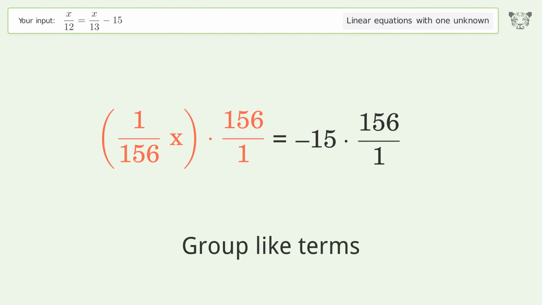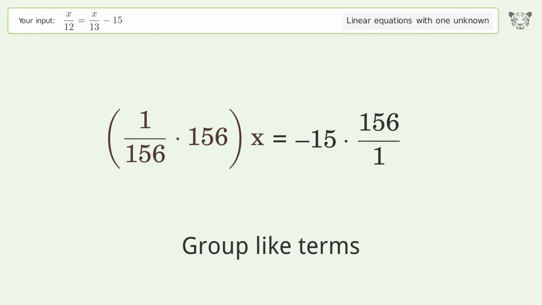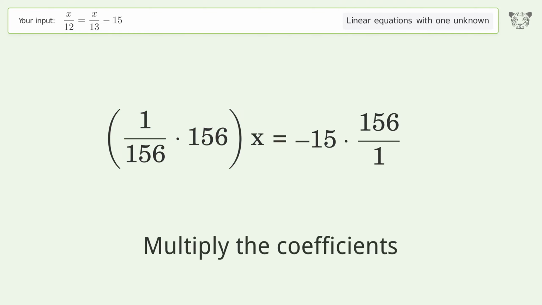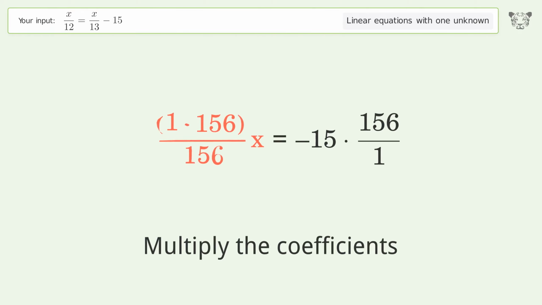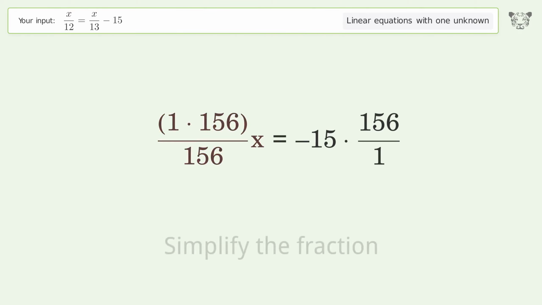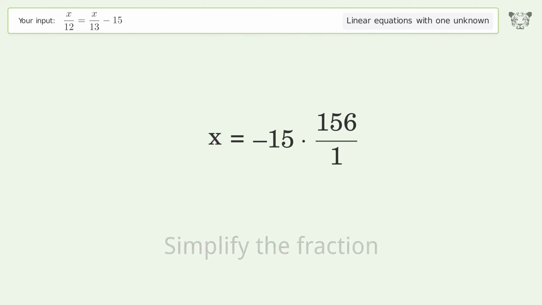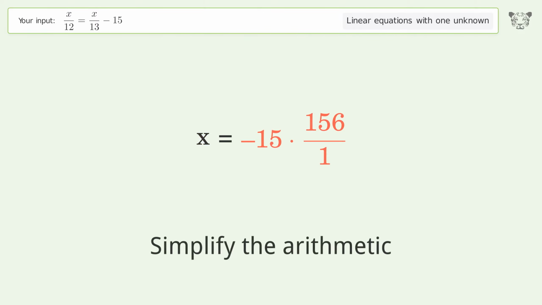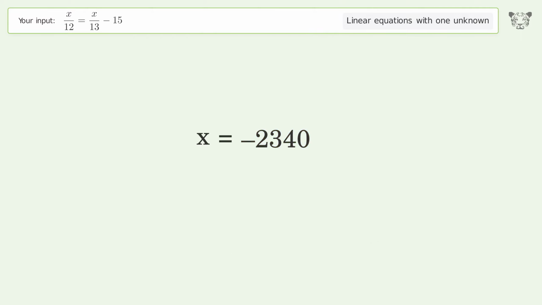Group like terms. Multiply the coefficients. Simplify the fraction. Simplify the arithmetic. And so the final result is x equals negative 2340.